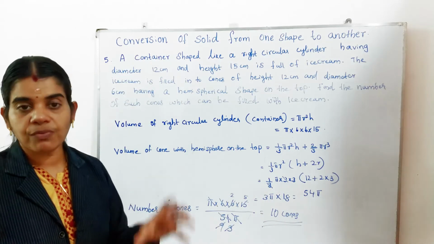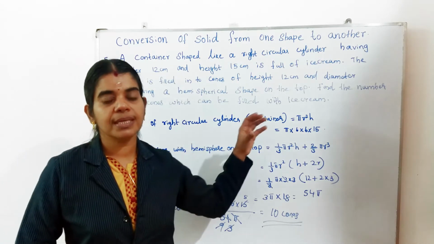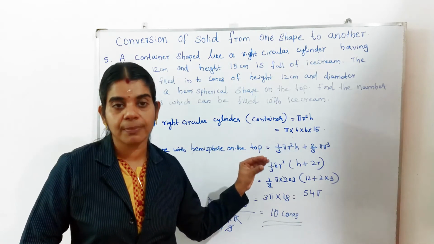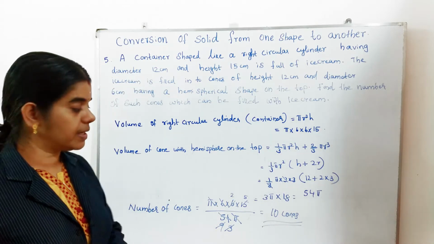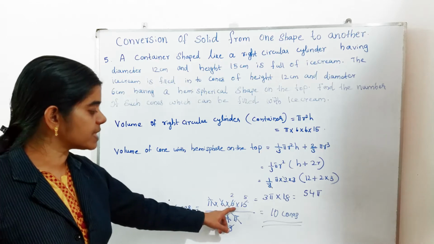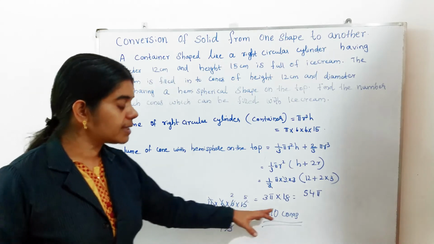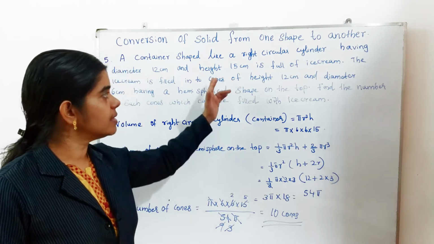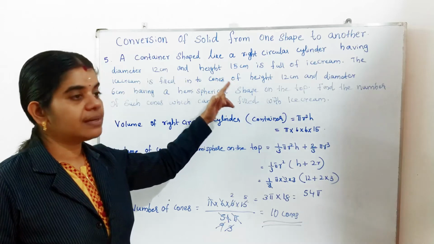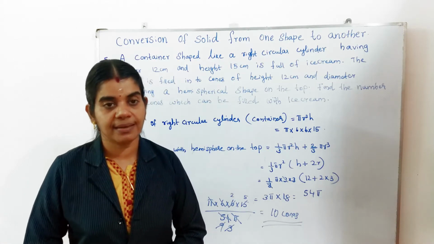Then you got the total volume, and the volume of one cone also. Then divide the total volume by the volume of one cone. You will get the number of cones required. So pi into 6 into 6 into 15 divided by 54 pi. Pi and pi we can cut. Then 10 cones are needed to change that cylinder container to the cones. So n is equal to 10.